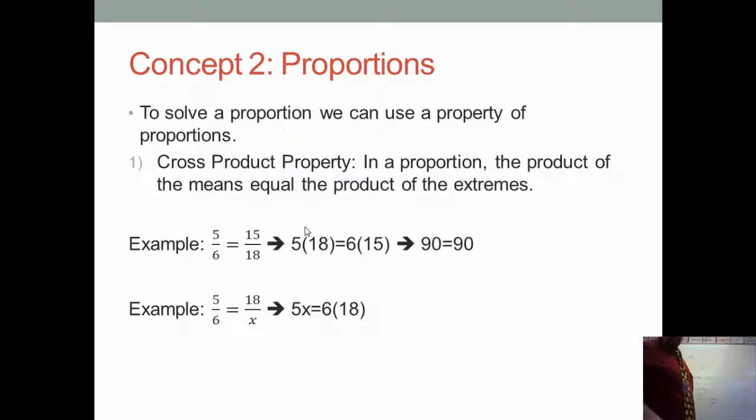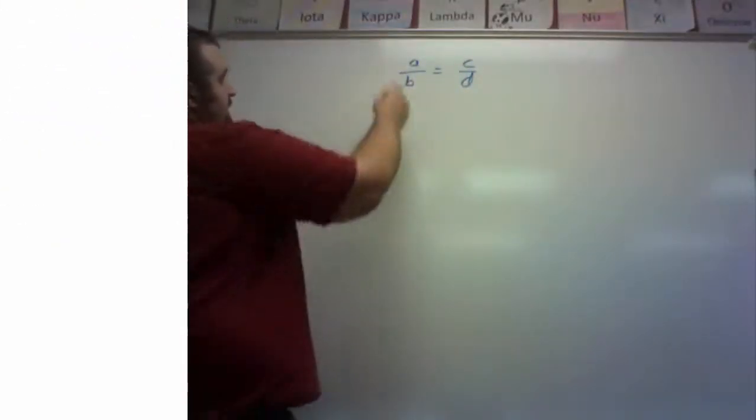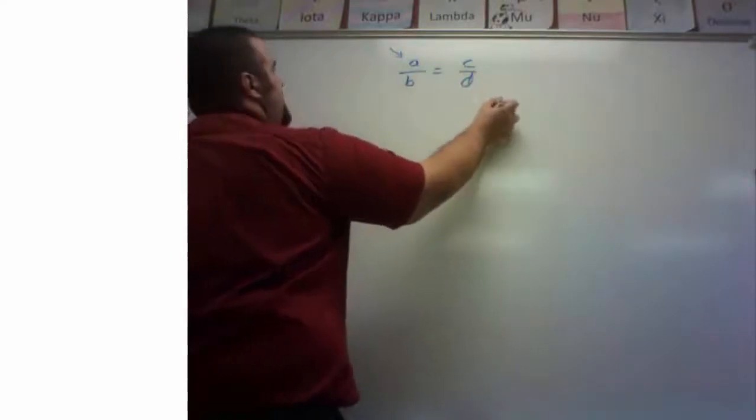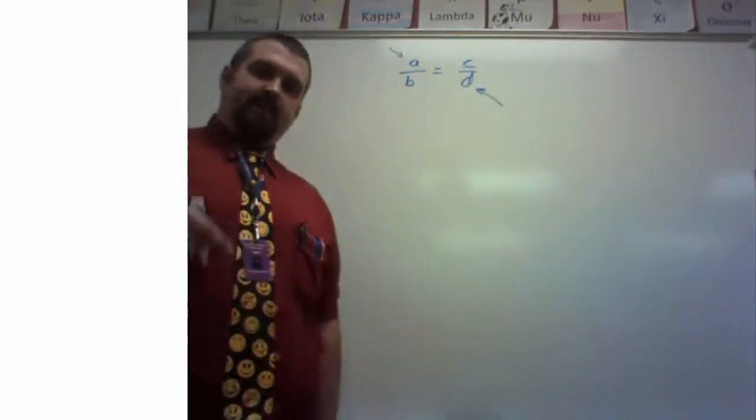The other part of proportions you need to know is the proportion property called the cross product property. To solve a proportion, we can use this property. In a proportion, the product of the means equals the product of the extremes. So this was my ratio. This here and this here are my extremes. The other two numbers are my means.